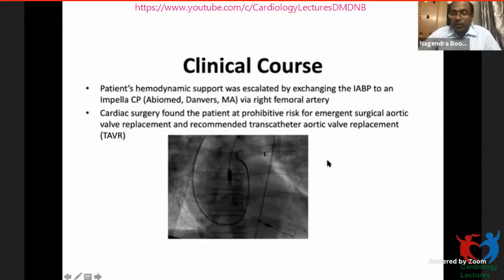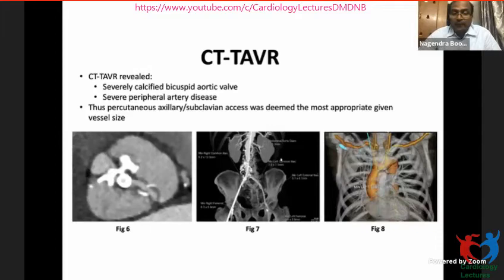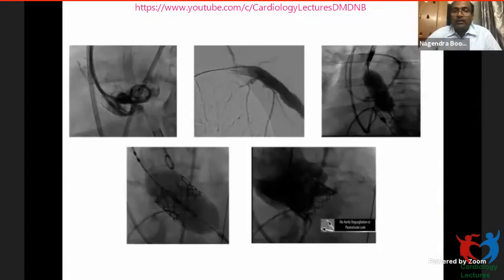The cardiac surgery team found this patient to be at prohibitive risk for emergency surgical replacement. Hence, a TAVR was planned. An urgent CT scan was done, which showed a severely calcified left femoral artery, which could not be used for TAVR. The sheath already there is the Impella sheath. So a percutaneous left axillary approach was utilized, and the right femoral artery was utilized for the Impella.